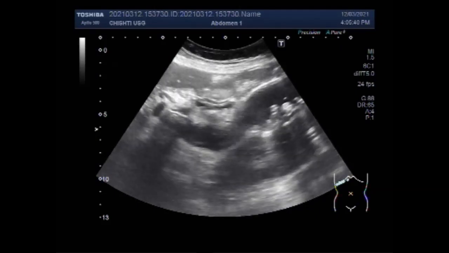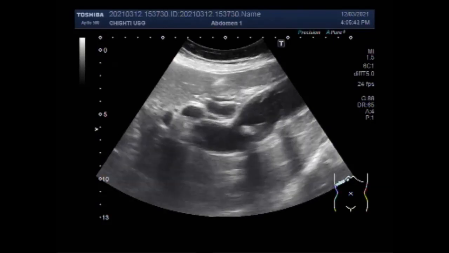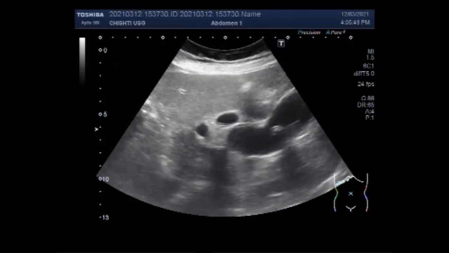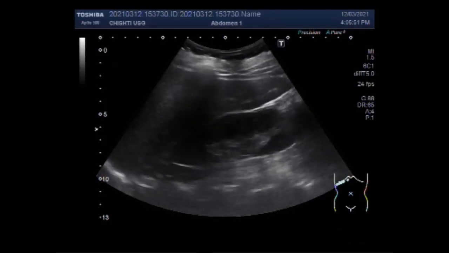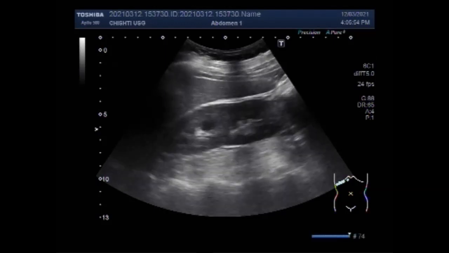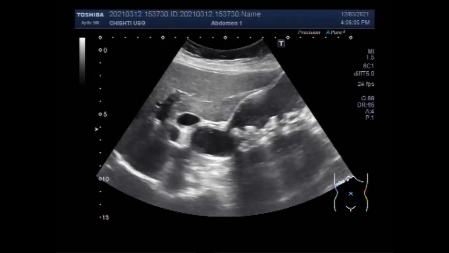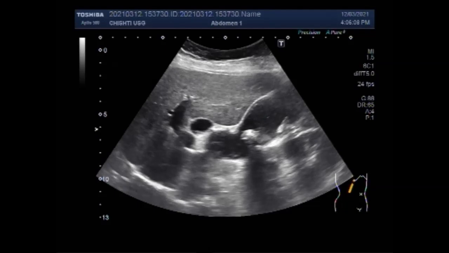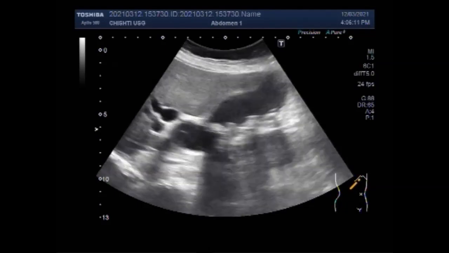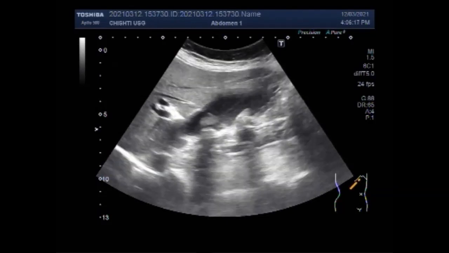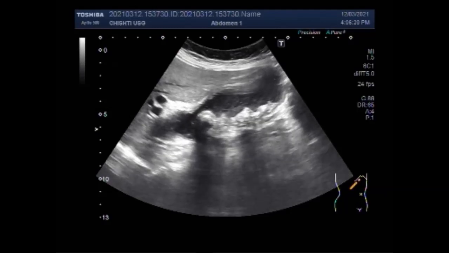Now again you can see this gallbladder is grossly distended, and a large stone is impacted in the neck of the gallbladder. Now as the patient is in the side on position, you can see a large stone, multiple stones in the body of the gallbladder along with thick sludge, and a large stone in the neck of the gallbladder.